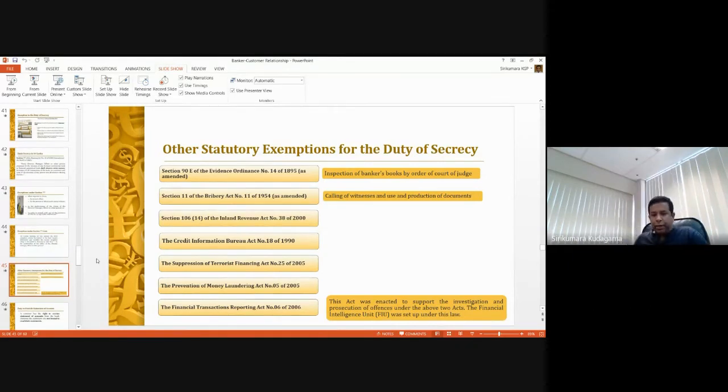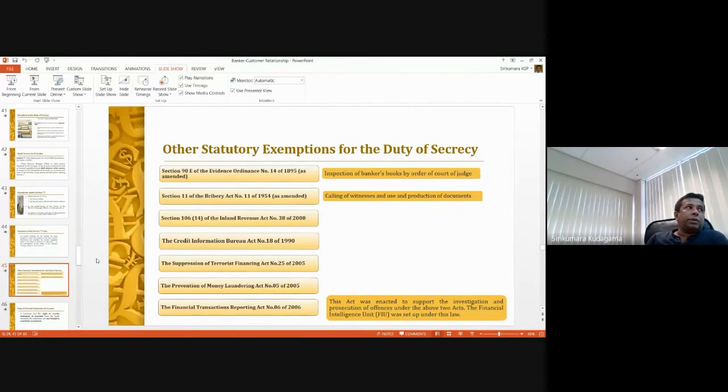especially the last point. The Financial Transactions Reporting Act number 6 of 2006, which is FTRA. Under FTRA, you are supposed to give certain information pertinent to the customers to the FIU, Financial Intelligence Unit of the Central Bank. What kind of information? You will see that under Sections 6 and 7 of FTRA, there are two particular types of reports you are supposed to file. One is cash transaction reports, CTR, and the other one is suspicious transaction reports, STR.